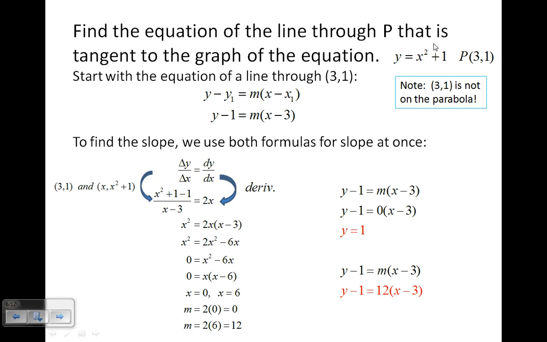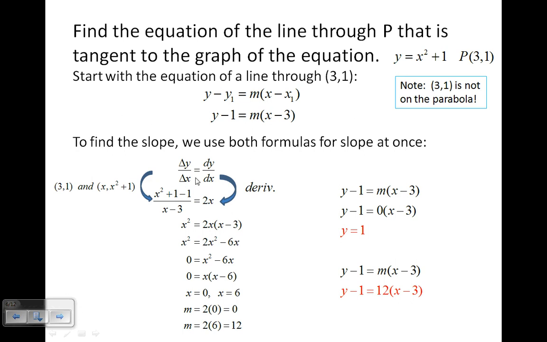Well, slope is derivative. So for this equation here, if I take its derivative at any point x, the derivative with power rule is 2x plus 0, or just 2x. That's the slope at any point. And then if I knew the point of tangency, I could plug that x coordinate in, but I don't know the point of tangency. That's why this problem's harder.